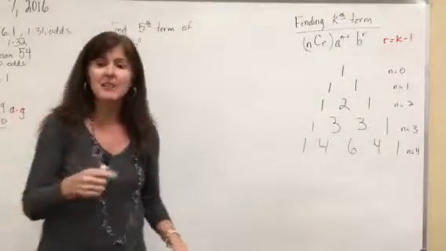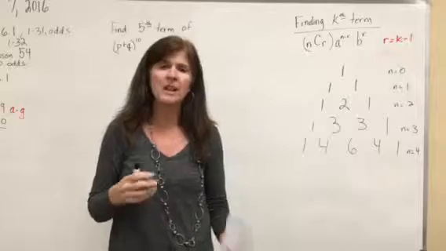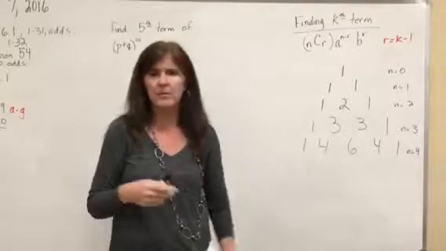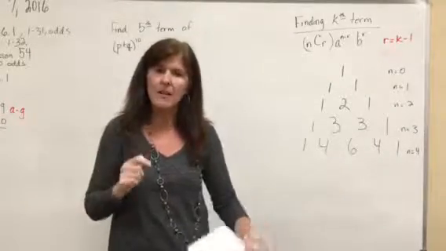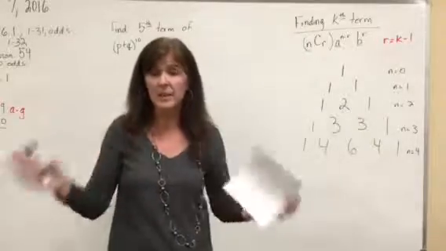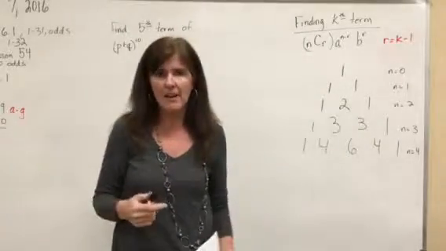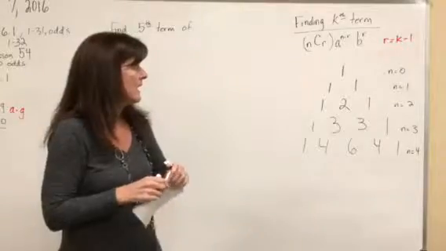Okay, sometimes instead of expanding a binomial, you're going to want to just find the fifth term or the sixth term or the 27th term of a binomial. And you certainly could expand it all the way out, but you don't have to. Here's a quick shortcut on how to do that.